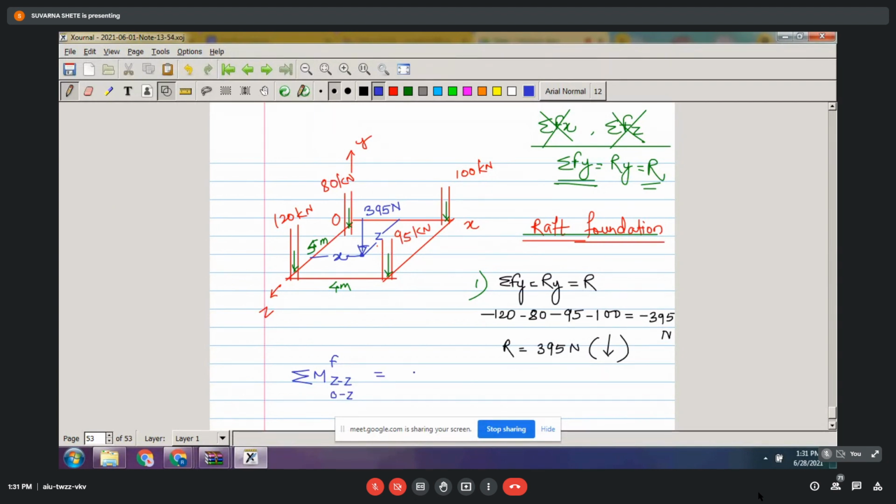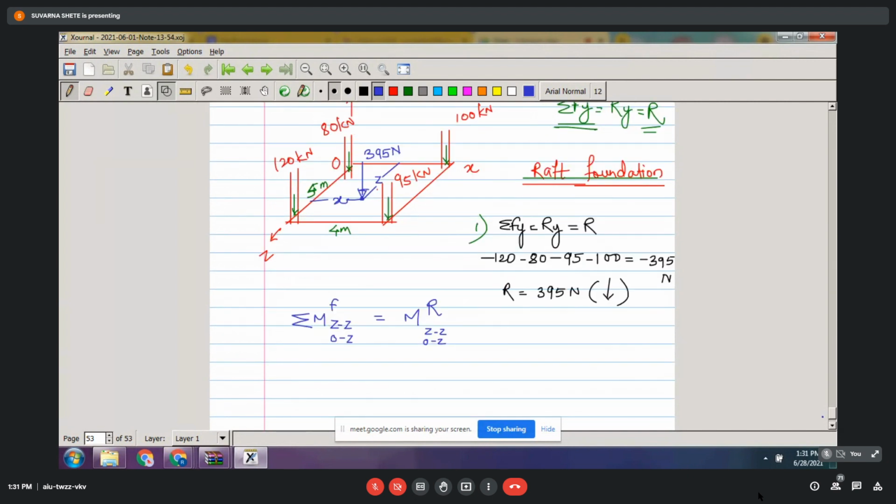Will be equal to the moment of the same resultant force about zz or oz. Okay, understood? Yes, ma'am. Now when I am taking moments of all the forces about this z axis or oz axis, you need to visualize or imagine. Just imagine that you are standing over here in front of the z axis and you are looking towards the origin.